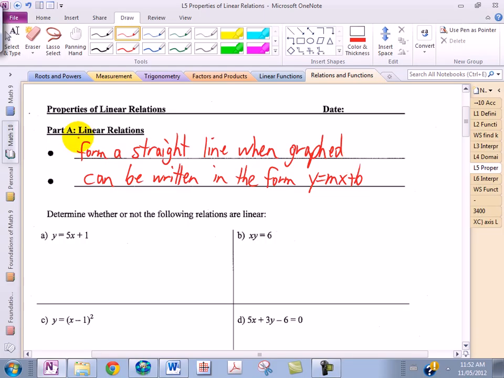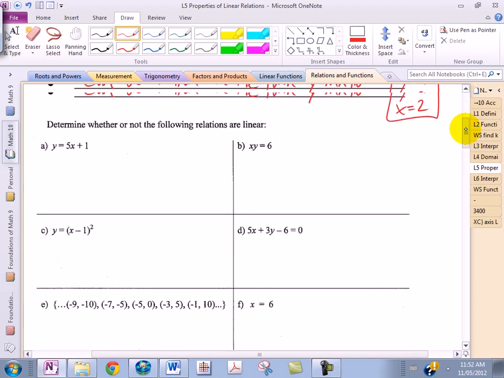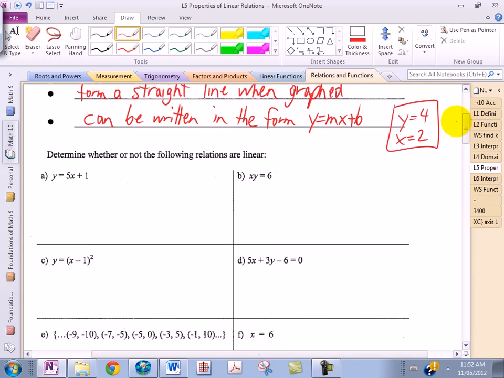So we're focusing today on the straight line. Other relations don't always do this, but for linear relations, they do make a straight line. Now you've got to remember there's an exception, right? Like y equals 4 and x equals 2. Those are exceptions. Actually, they do make y equals mx plus b, but with m equal to 0 for y equals 4, and for x equals 2 it's the vertical case. That's why sometimes you don't think it can make y equals mx plus b, but in fact it can. Okay, so determine whether or not the following relations are linear.